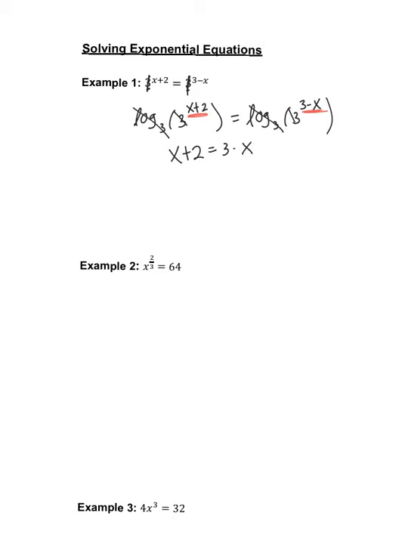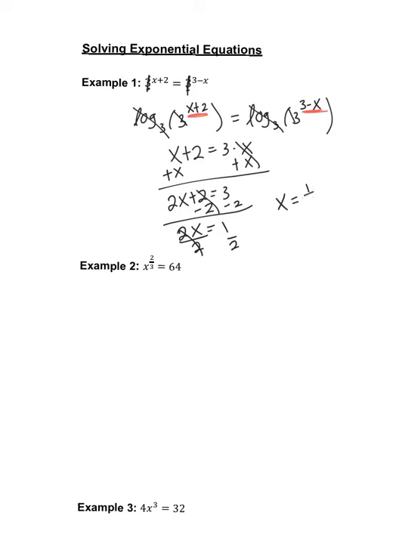Okay, and then you're going to solve that equation for x. So I want to get all the numbers on one side and all the letters on the other side. It doesn't really matter where you start. I'm going to add x to both sides. I'm going to subtract 2 from both sides. And then divide both sides by 2. And you're going to get x equals 1/2, and that's your answer.